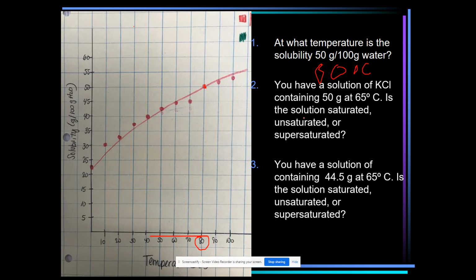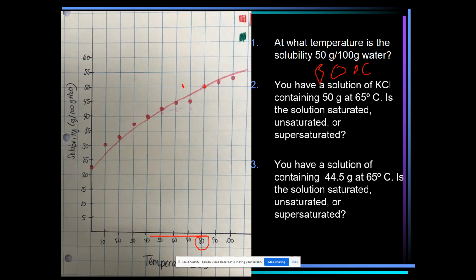Okay. The next one says you have a solution of KCl containing 50 grams at 65 degrees. All right, so we're going to go plot this point, 50 grams at 65 degrees, which is right here. Is it saturated, supersaturated, or unsaturated? Well, it's above the line, so it would be supersaturated. That's all you have to do.